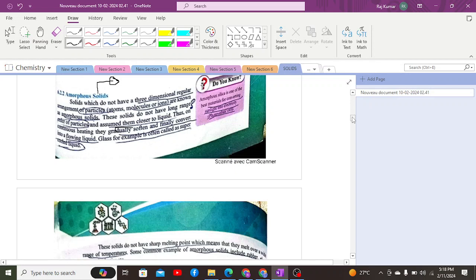Let's take the example of glass. Basically it is not a true solid, it is an amorphous solid, or in other words we can also call amorphous solids a super cooled liquid. If we are supposed to cool down a liquid at a very slow speed, then it will tend to develop into a solid. If we cool down a liquid slowly, then it will be turned into a crystalline solid.